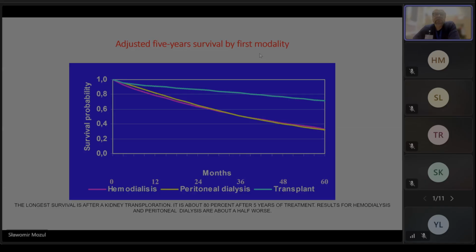On this chart, we can see that the 5-year survival rate of patients treated with kidney transplantation is the highest, around 80%, in contrast to both hemodialysis and peritoneal dialysis. The survival rate is about half of that, falling below 40%.